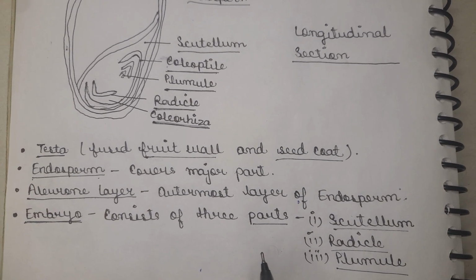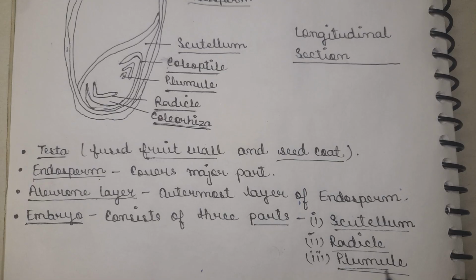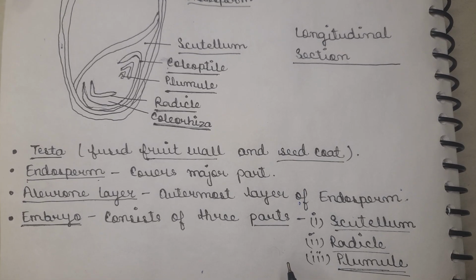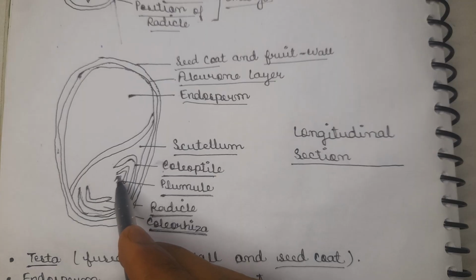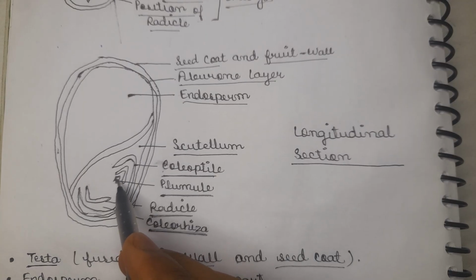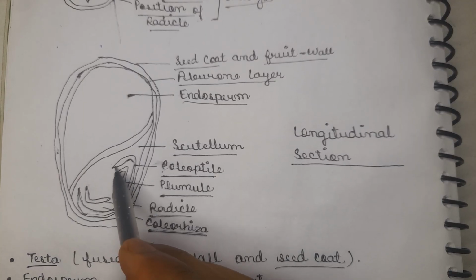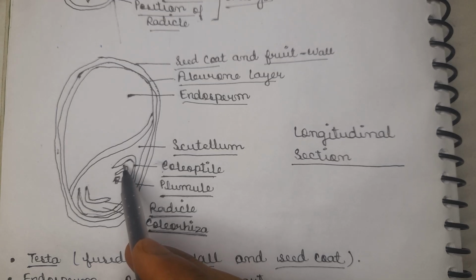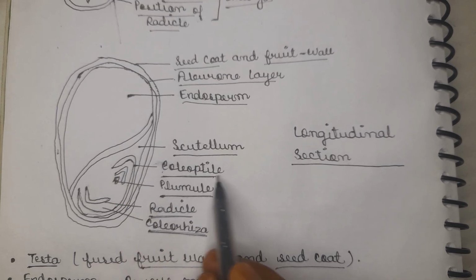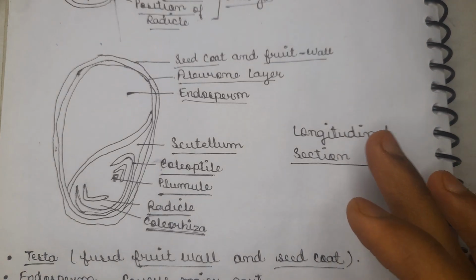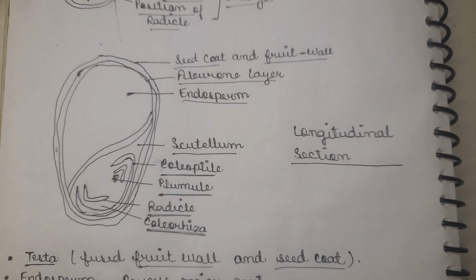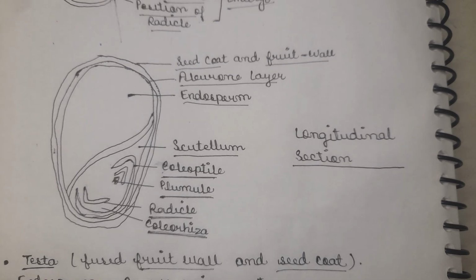Now the third part, that is the plumule. This plumule is present toward the upper broad side, as we have seen in the diagram. This is the structure of the plumule and it is enclosed in a protective layer. This layer is called the coleoptile. So this was about the monocotyledonous seed, with the example of the maize grain. This was the general information about the structures of this maize grain.